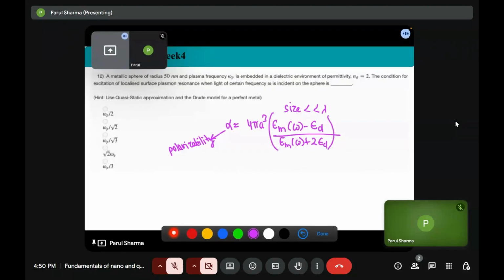So LSP occurs when this denominator condition is equal to 0. So the real part of epsilon m is equal to minus 2 epsilon d. Okay, so we will remember this.